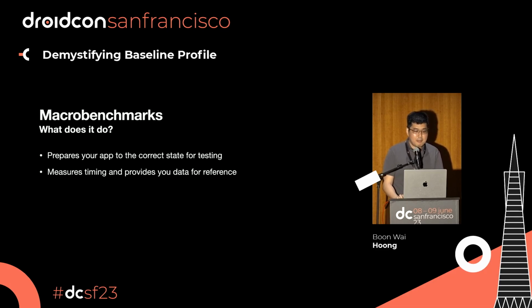Okay, macro benchmarks. What does it do? So it does two main things. The first thing that it does is that it prepares your app to the correct state for testing. So that's really important, and we'll get to that later on. The second thing it does is it measures timings and provides you with data for reference. So you have before and after or several scopes. It gives you some data for you to reference.